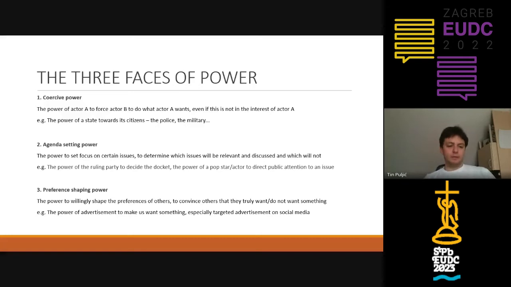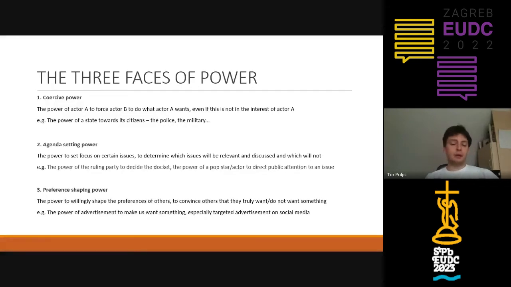The third type of power is preference shaping power. And this is potentially the most powerful and most dangerous type. This is the power to willingly shape the preferences of others. In other words, to convince others that they truly want or do not want something. So notably, there is an absence of coercion here. This is the ability to convince another actor that they genuinely, truly, out of their own interest, desire something.